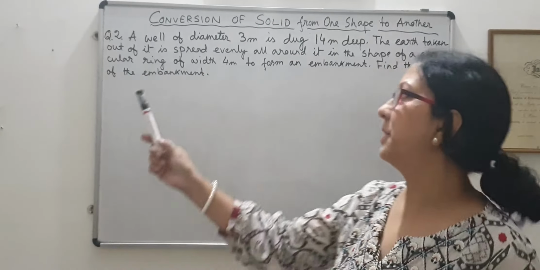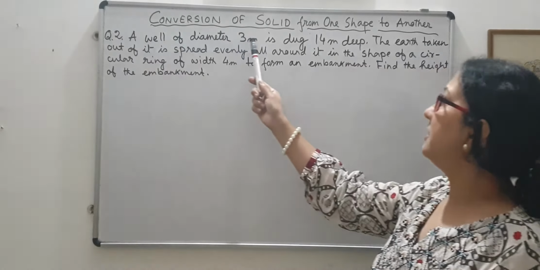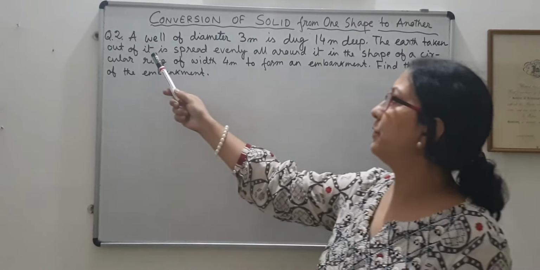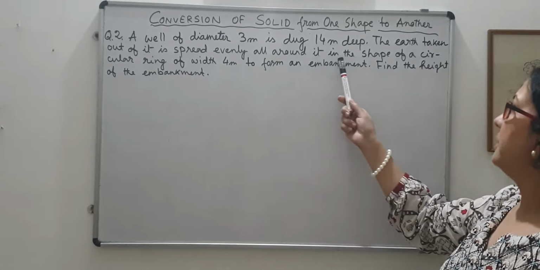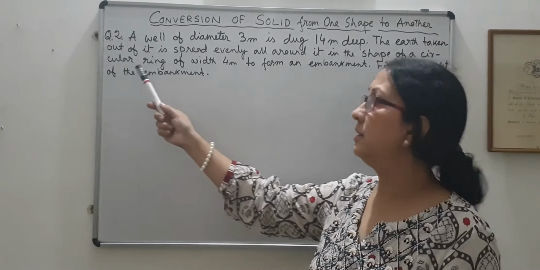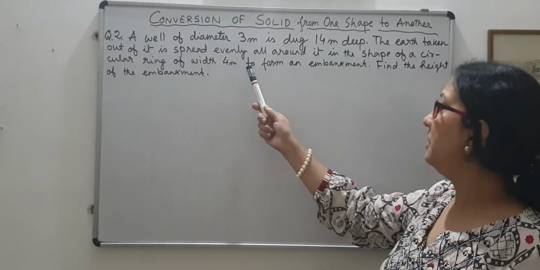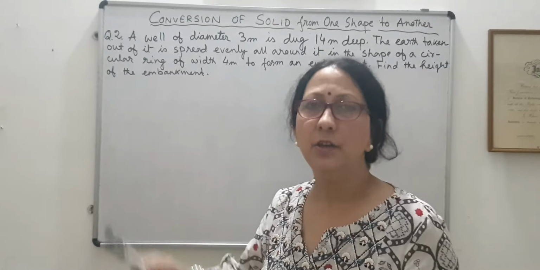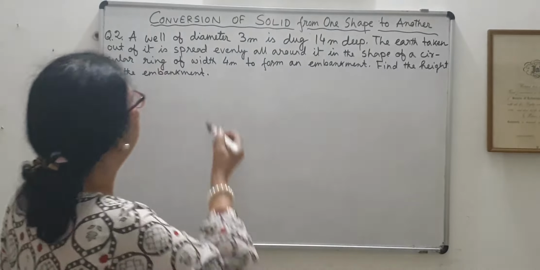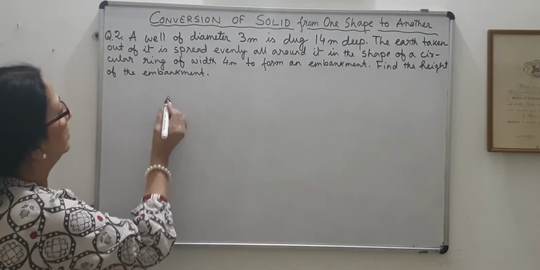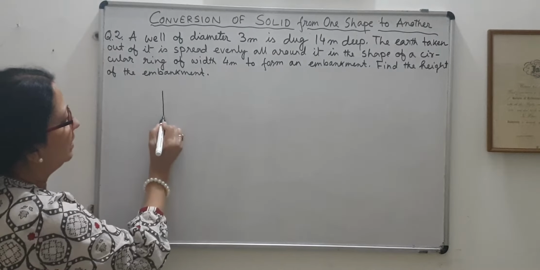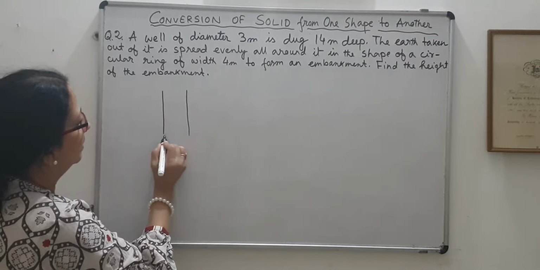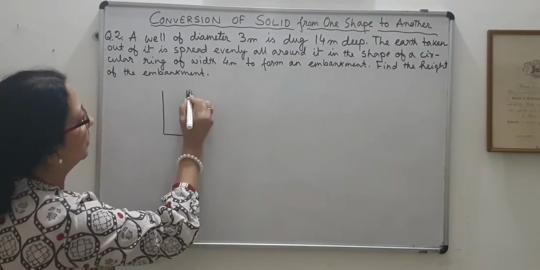Next question I've taken. A well of diameter 3 meter is dug 40 meter deep. The earth taken out of it is spread evenly all around it in the shape of a circular ring of width 4 meter to form an embankment. Find the height of the embankment. So what is happening? We have dug a well. Now the well, if you've seen, is like a cylinder. Suppose this is the depth of the well.